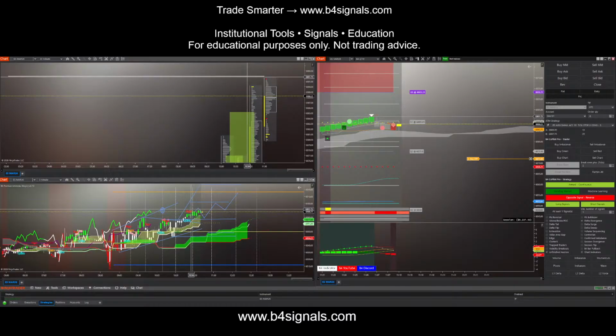We can get back long at 68.91.75. What would that look like here? Risk to reward, that would give us a target here. Using the mother candle, yeah, we could make that trade.